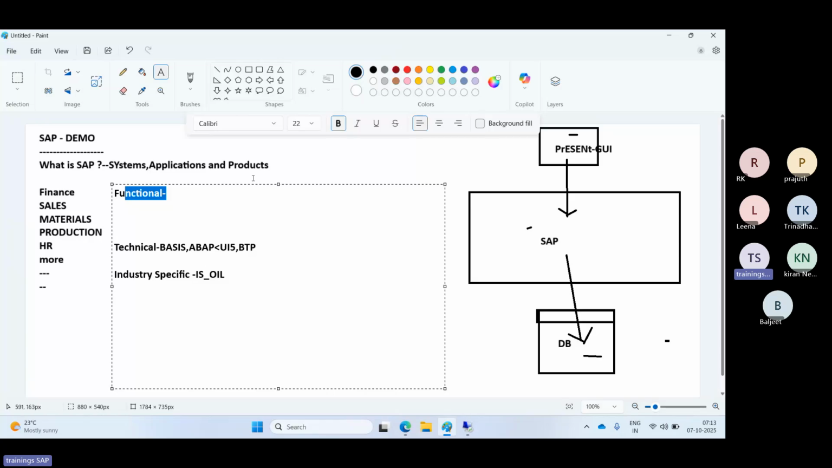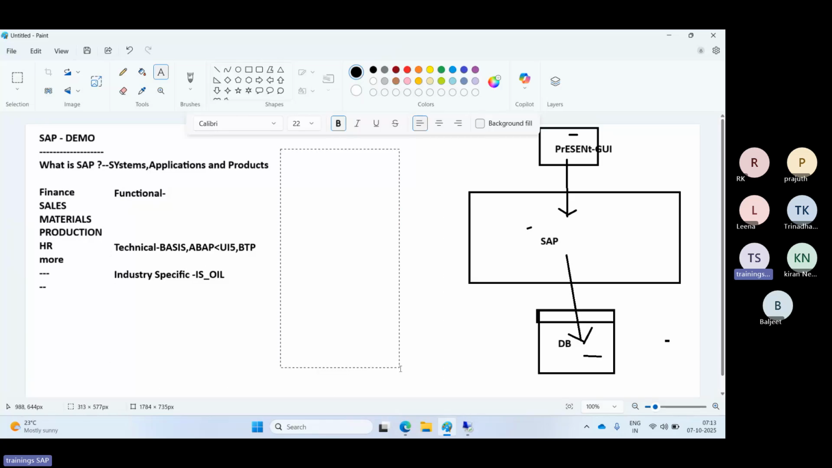SAP is a German multinational software company. If I talk about some history, in 1972, five ex-IBM people founded it. They were German people.